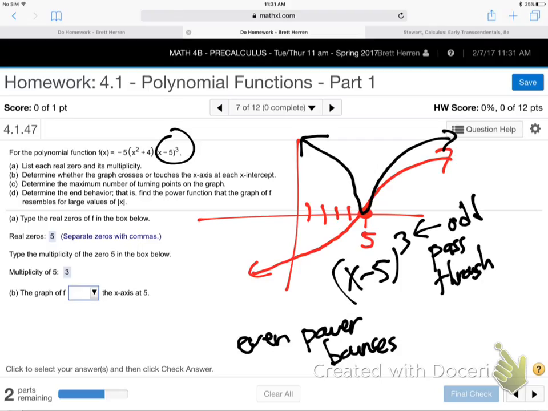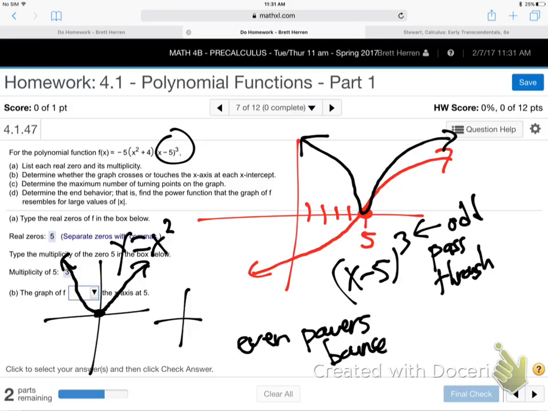Not bounces, bounce. Even powers bounce. Do we know that already? We know that already. What does y equals x squared do at his 0, the origin? Even power. What does he do? Does he pass through? He bounces. That's kind of a bad looking U-shape, but you know what I mean. He bounces, huh? And what does x cubed do? Odd power. At his 0, he passes through, doesn't he?